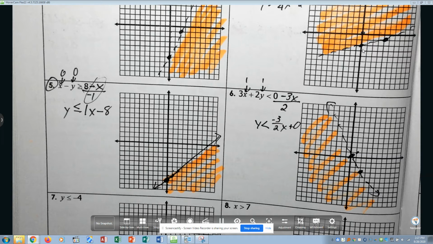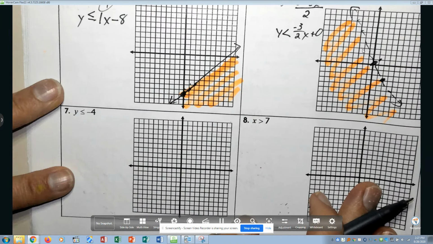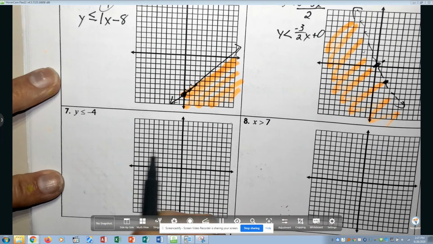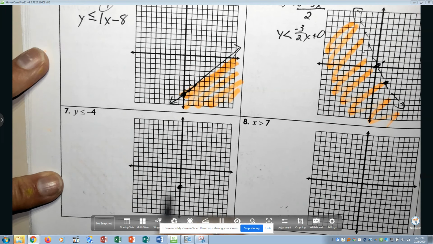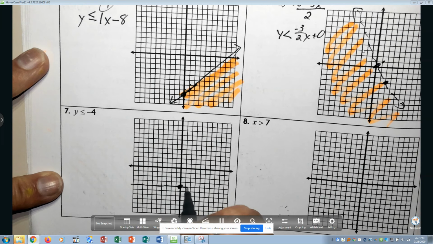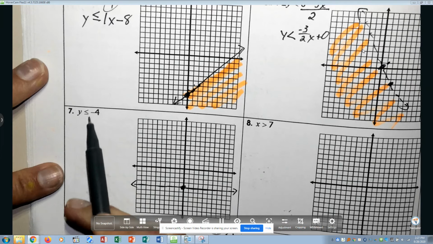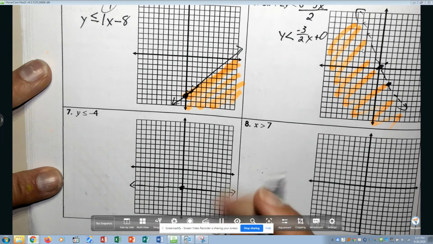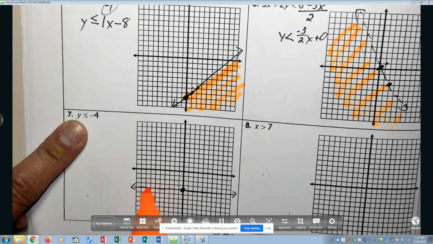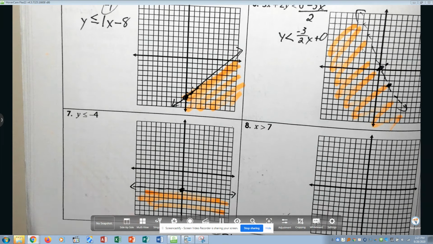Okay. So what happens for y equals and x equals? Well, I know y equals means a horizontal line, because all my y's are in common. So 1, 2, 3, 4. That would be my y-intercept. It's going to be a horizontal line. We're going to have it bold or solid because of the equal to sign. So we shade below because of this less than sign. You can also test 0 in here. Is 0 less than -4? No. So we shade away from 0, 0.